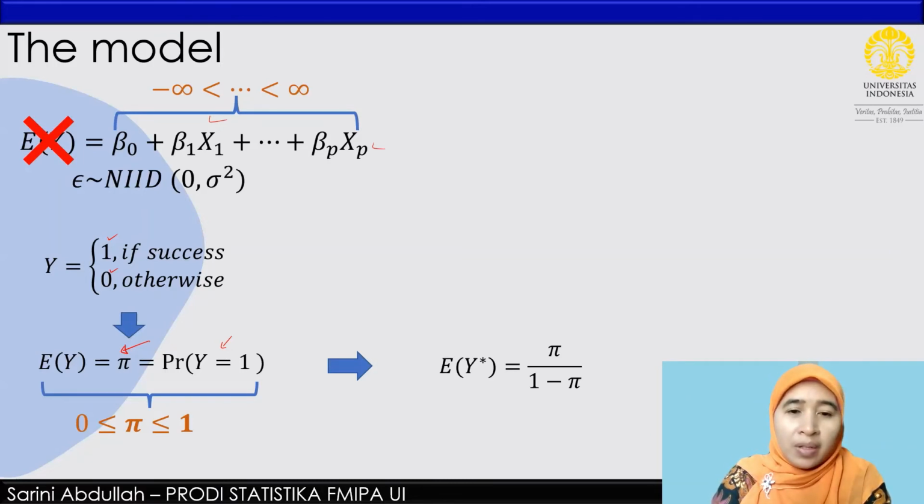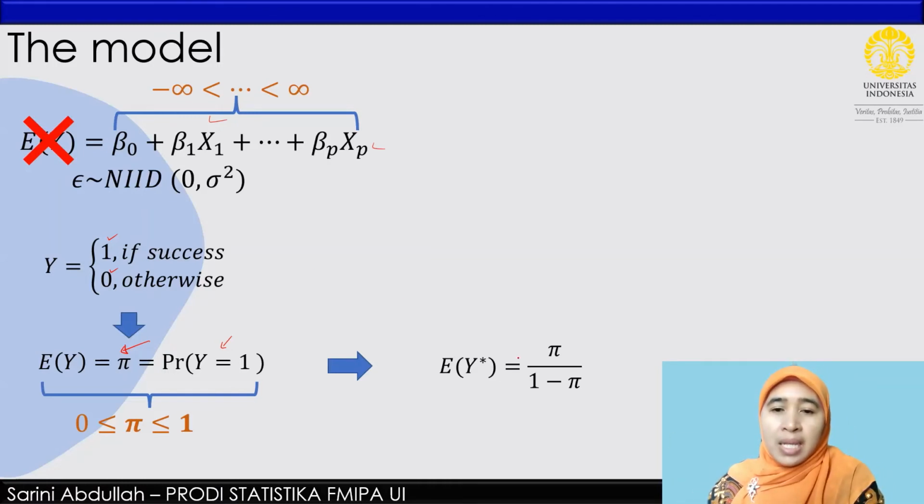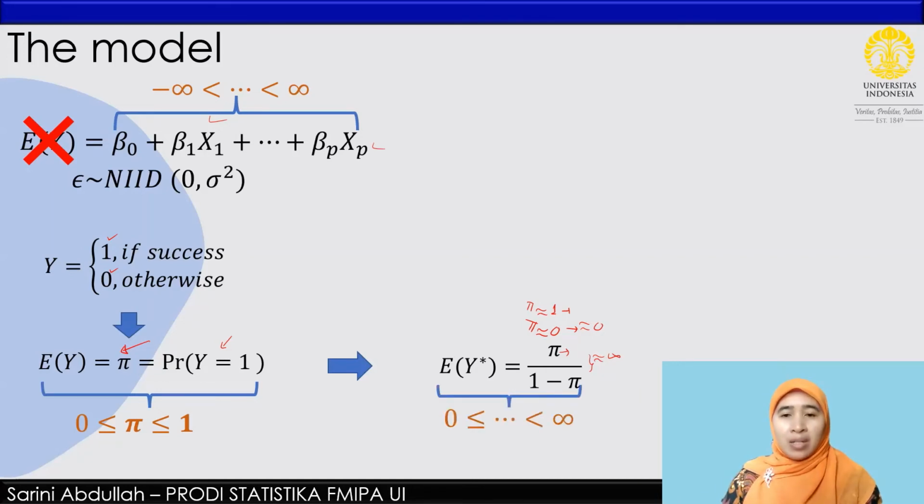What if we take the proportion of pi relative to 1 minus pi? Then we can extend the coverage of the values. If pi is close to 0, then the whole thing is close to 0, because almost 0 is divided by 1 minus something close to 0, which is almost 1. On the other hand, if pi is close to 1, the numerator is close to 1 but the denominator is close to 0, so the ratio goes to infinity. So the range of pi over 1 minus pi is from 0 to infinity. That's better than just having pi as our response variable.